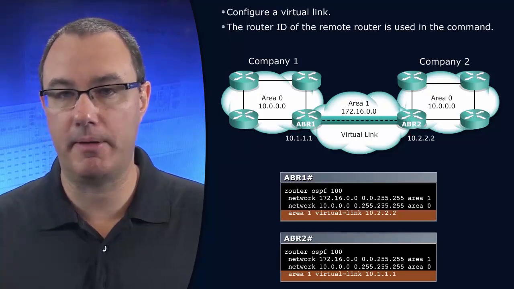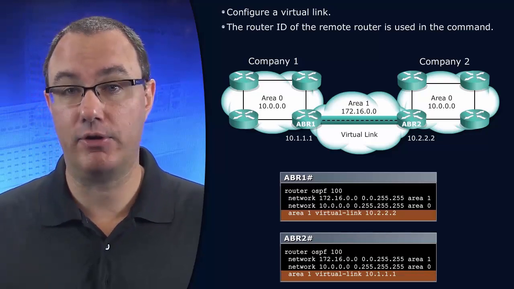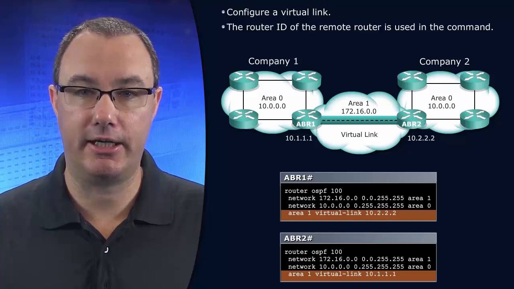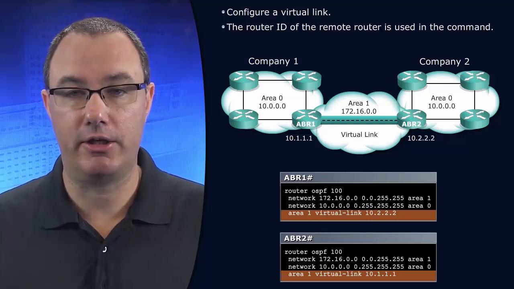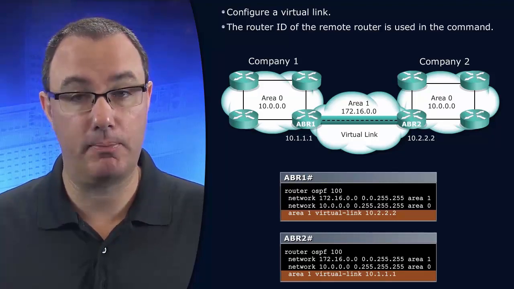So the things to remember: the area that we specify is the transit area, which is never area 0. And secondly, the dotted decimal value is not an IP address, it is the router ID. And that is an important distinction.